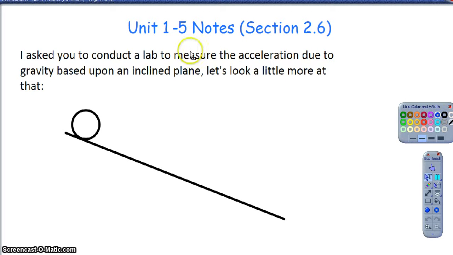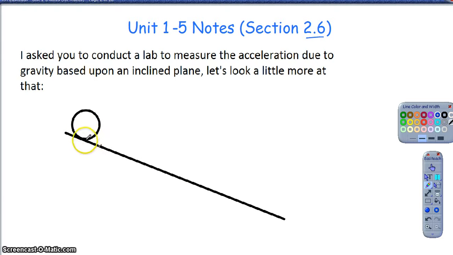Okay, so for part 1 of Unit 1-5, this is the final section of notes here in Unit 1, and notice it's Chapter 2.6 if you want to check your book at all. I had the students in class conduct a lab to find the acceleration due to gravity by using a ball on a ramp. So just breaking down and reviewing this a little bit.